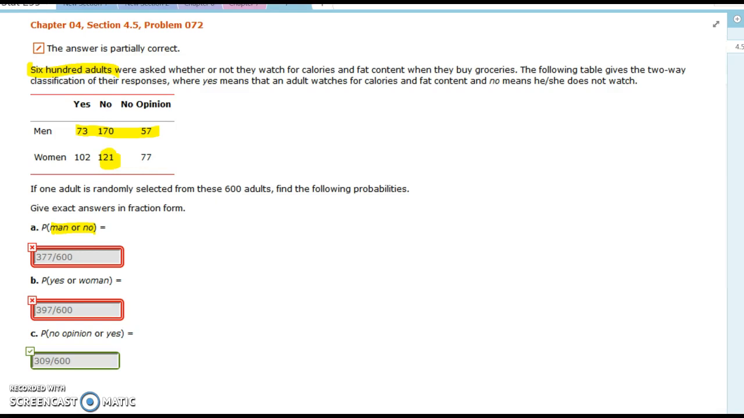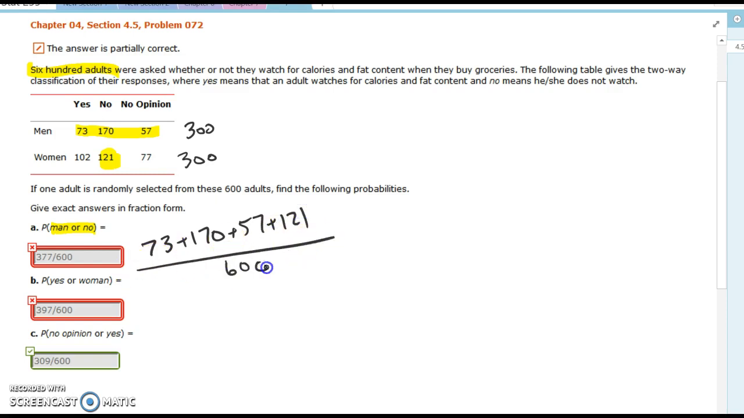And we know that there were 300 men surveyed and 300 women surveyed. If we add up those two rows, so we need to add 73 plus 170 plus 57 plus 121 divided by the total 600. And it looks like you did something similar to that, but maybe you added this 77, which was no opinion, versus voting no. So we end up with 421 over 600.